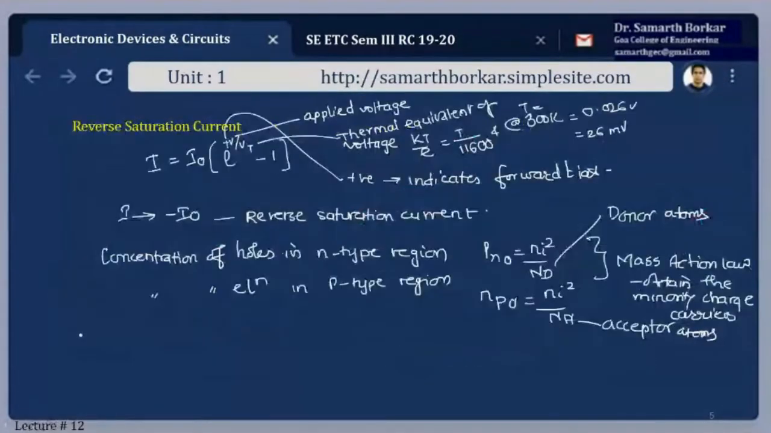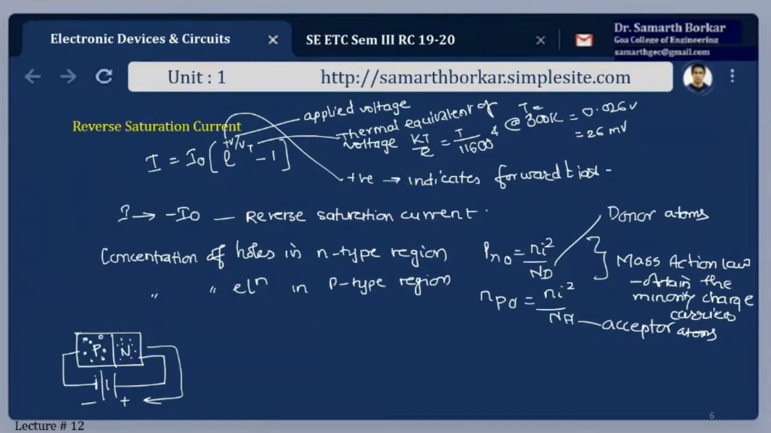Reverse saturation current. If I'm having P and N, and I apply negative voltage to the P terminal and the positive end of the battery to the N region, what will happen? All these electrons over here, which are the majority charge carriers, will be attracted towards the positive terminal, and all these holes, which are the majority charge carriers, will be attracted towards the negative terminal. In the bargain, all these charge carriers will be attracted to the opposite ends.